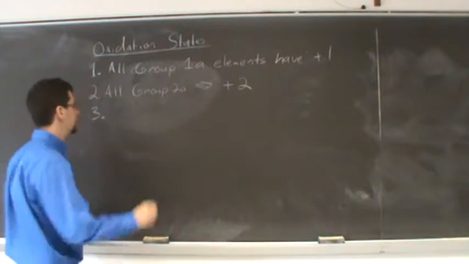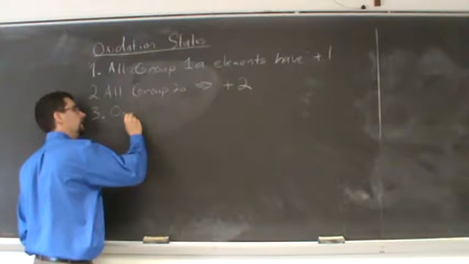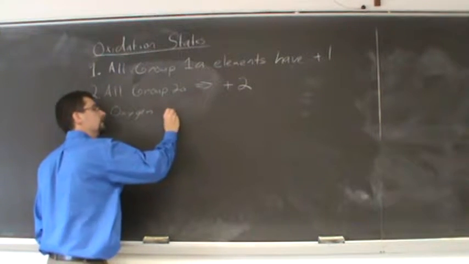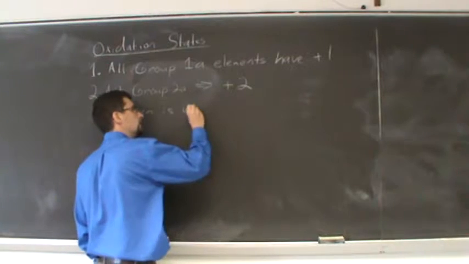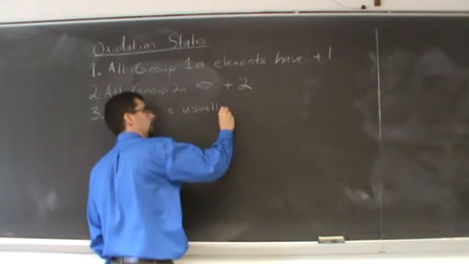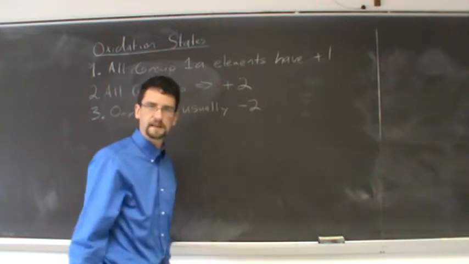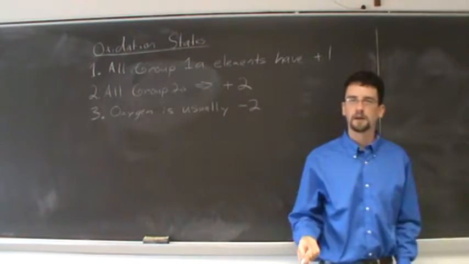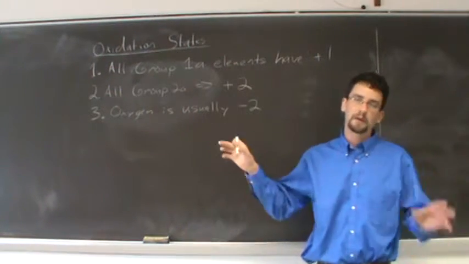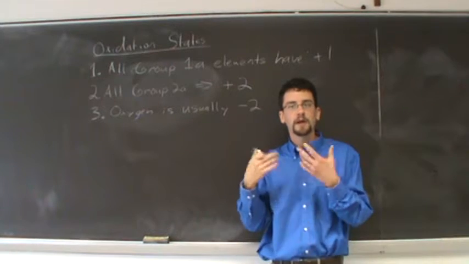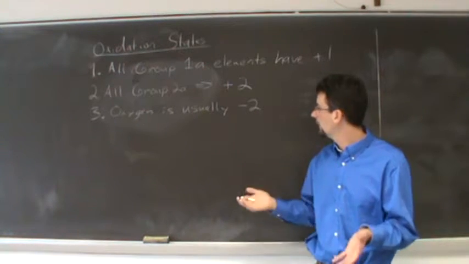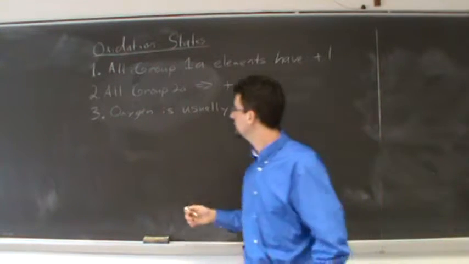Rule 3, oxygen is usually in a -2 oxidation state. That changes if it's in a peroxide where you have two oxygens bound to one another. In that case, you have a -1 oxidation state.